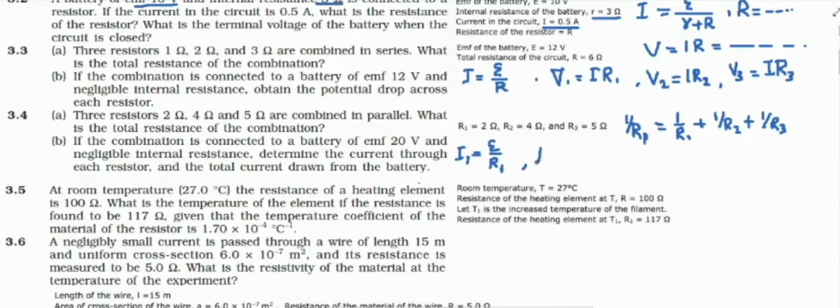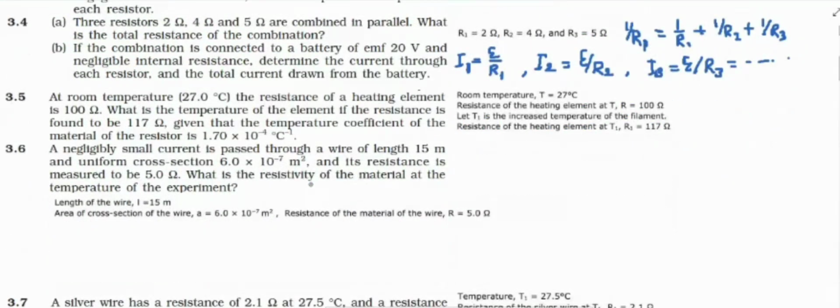And for the second resistance, I2 is equal to epsilon divided by R2. The same way you can calculate the value of I3 also. I3 is equal to epsilon divided by R3. So you will get all three values. And total current will be the sum of I1, I2 and I3, the total current drawn from the battery.